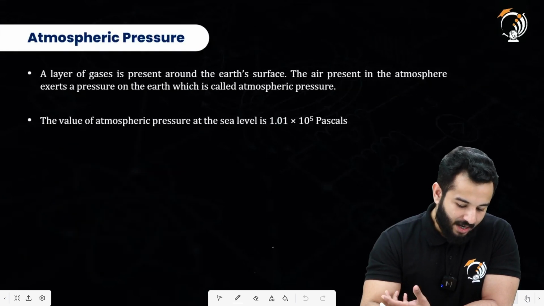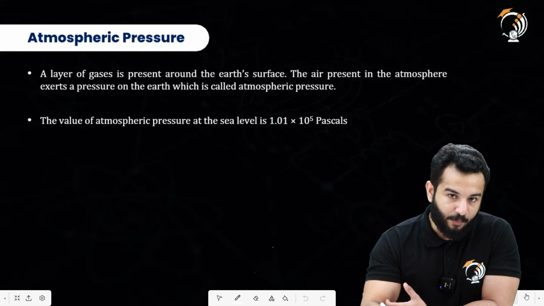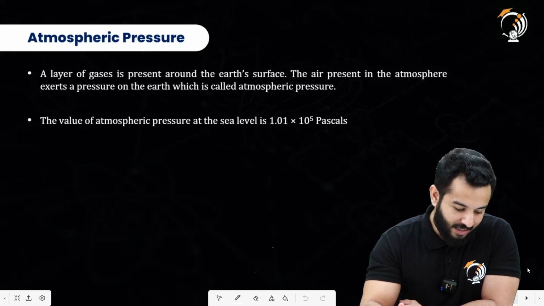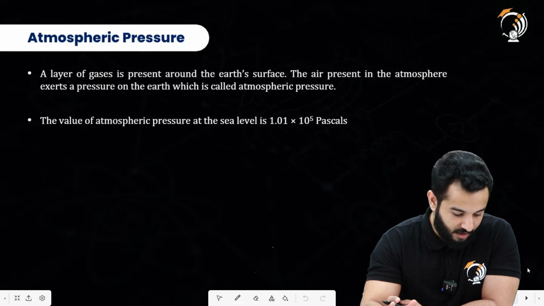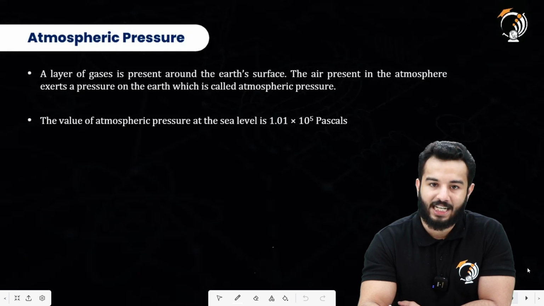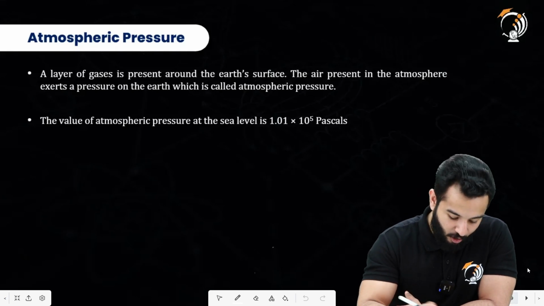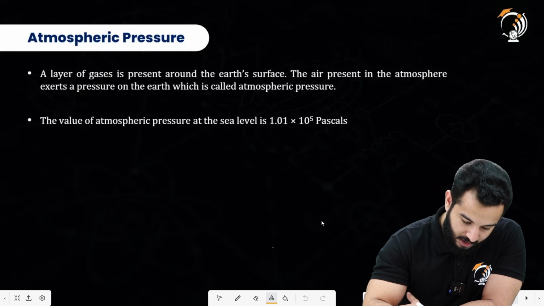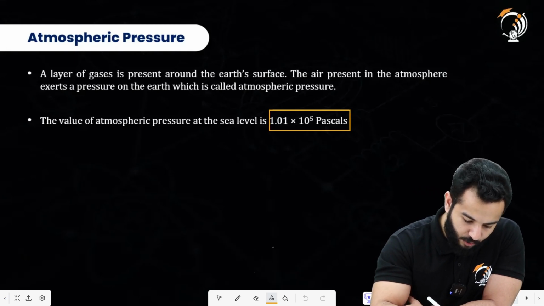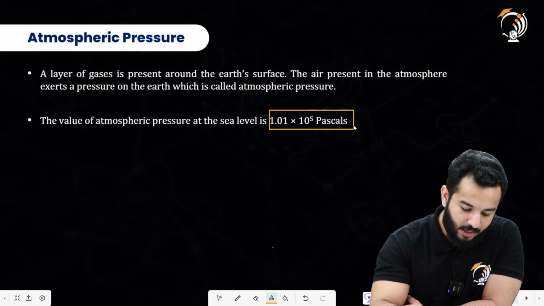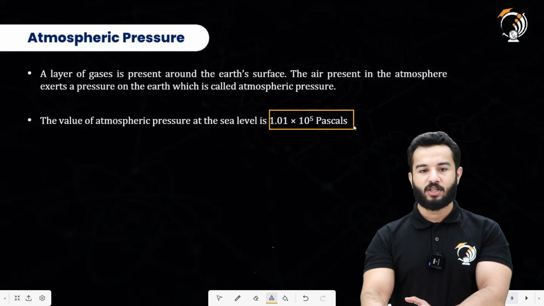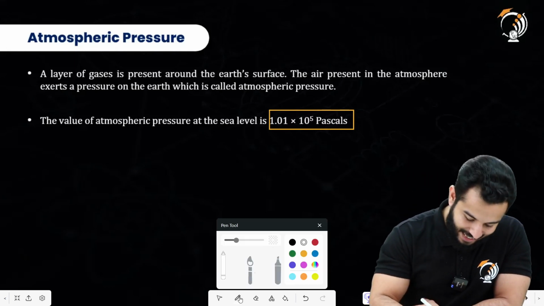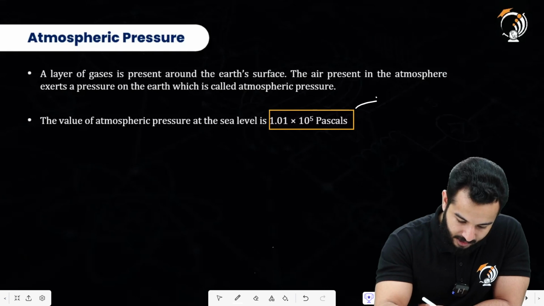Moving on, we have already discussed what atmospheric pressure is. A layer of gases is present around the Earth's surface. The air present in the atmosphere exerts a pressure on the Earth, which is called atmospheric pressure. The value of the atmospheric pressure, it would be better if you remember it, is 1.01 into 10 to the power 5 pascals. Now, this is very important: this is at sea level.